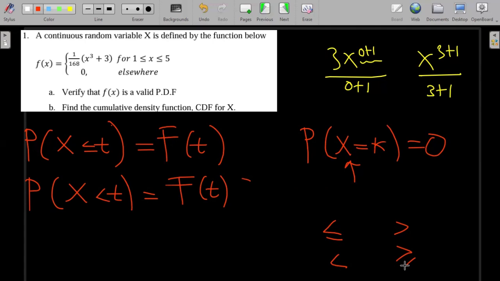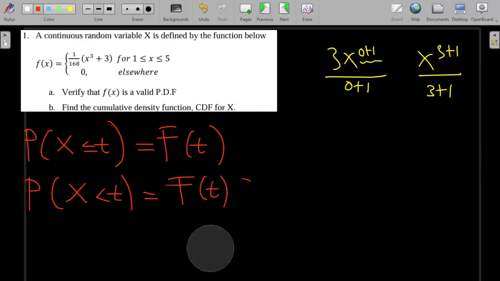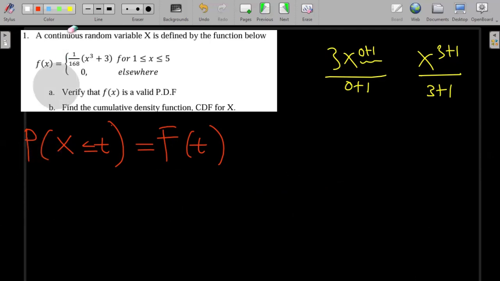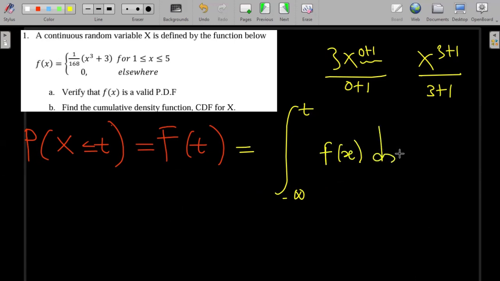But under the discrete random variables, it will be a different case. Okay, so now what is the formula of this CDF? Okay, so the formula for the CDF is that it is the integral from minus infinity all the way up to t of the function f of x dx.